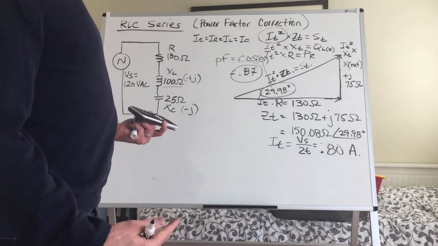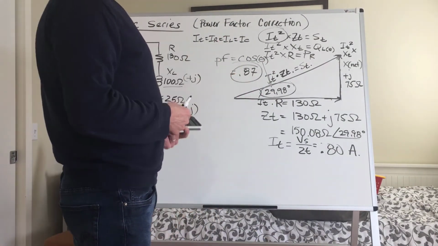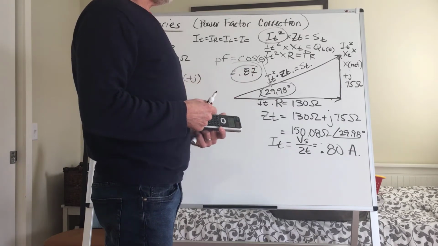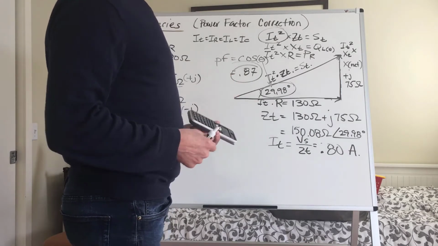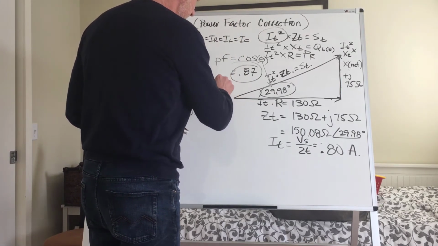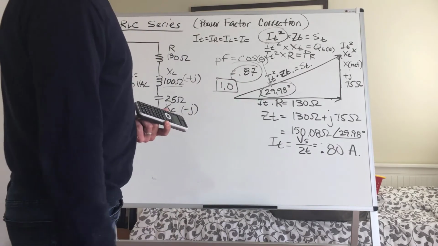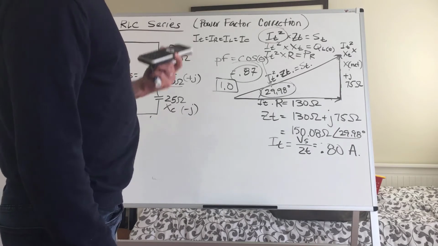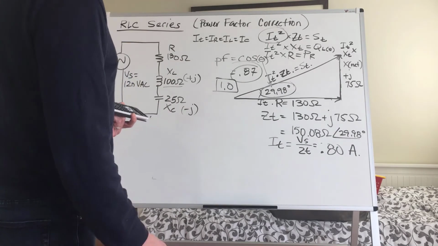Okay, so what does that mean? That means that as we go about adding correction, we want to correct this 0.87 power factor and bring it up to a value of 1.0, right? So we're going to change that 0.87 to a unity power factor. Now, here's the thing we need to understand, and then I'll do some erasing and we'll go at it here.